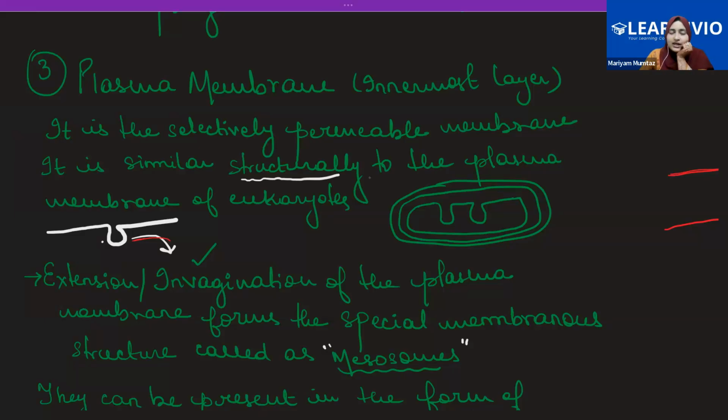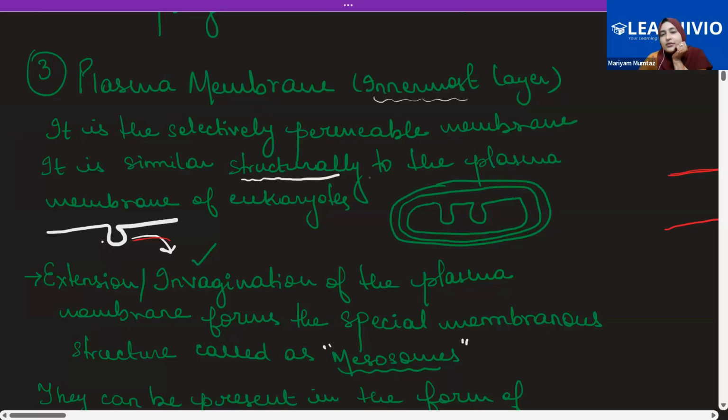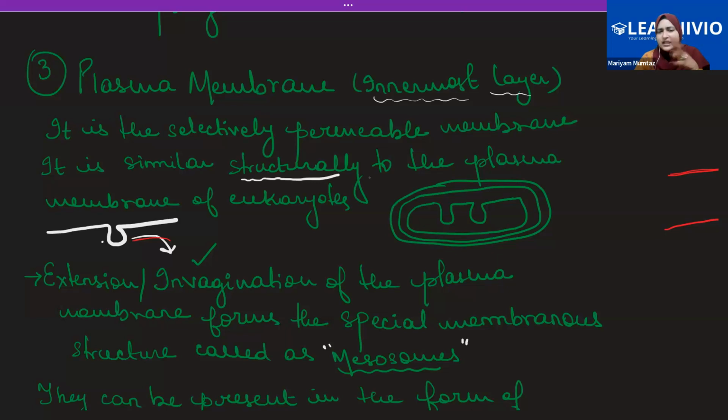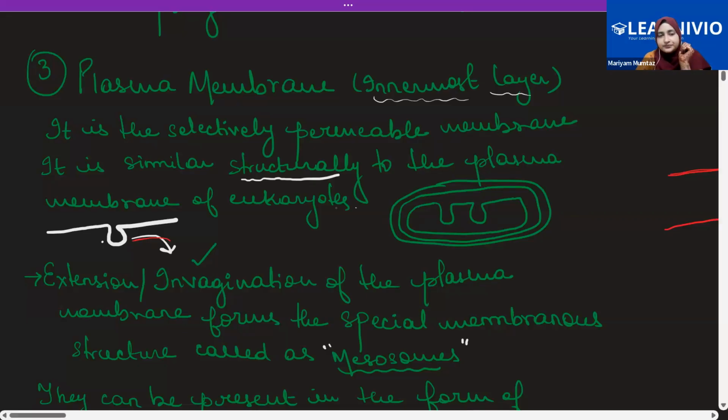So in that, what we have to discuss is the plasma membrane, which is the innermost layer, right? Now, this layer, whether it is prokaryotes or eukaryote, it is selectively permeable in nature. Selectively permeable means that it will allow only a few molecules to come inside and a few molecules to go outside, not every single molecule. And it is very similar in structure to the eukaryote. So the eukaryotic cell membrane and the prokaryotic cell membrane are very similar to each other.